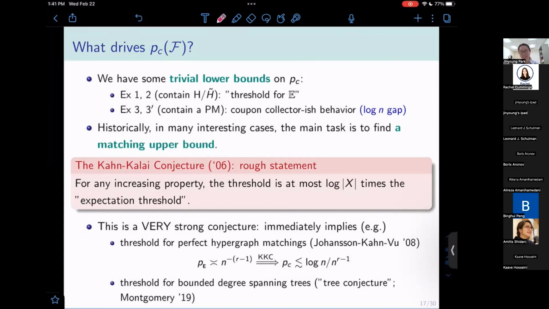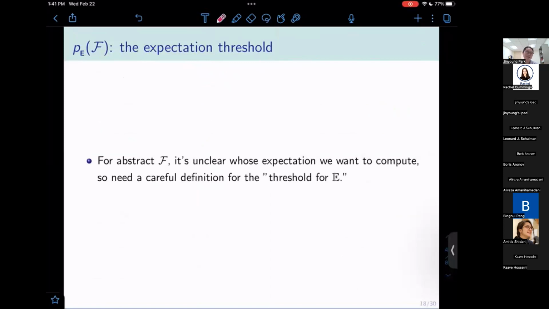Okay, so now I have 4 minutes left. I don't know what I'm going to do, but let me just introduce the expectation threshold because I haven't defined it. So here, the difficulty is, in the previous examples, we considered a concrete example of subgraph containment. So there, it was pretty obvious whose expectation we want to compute. We just want to compute the expectation of the given subgraph or subgraphs of the given graph. But in our setting, X is just an arbitrary universe, and we consider an arbitrary increasing property F. So there's really no symmetry here. If F is just a random-looking increasing property, then it's unclear whose expectation we want to compute. So we need a careful definition for the threshold for the expectation. And the definition of this threshold actually makes the problem hard to attack.